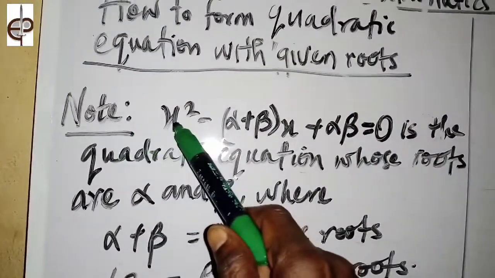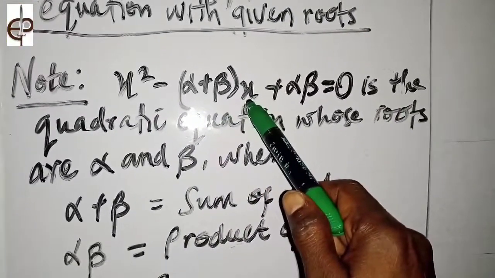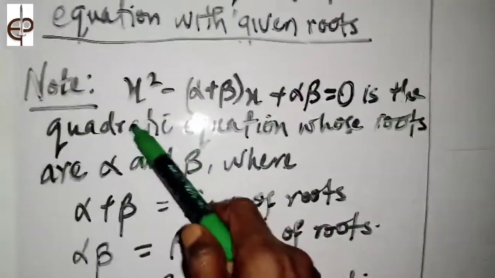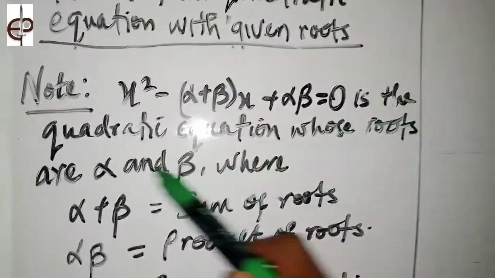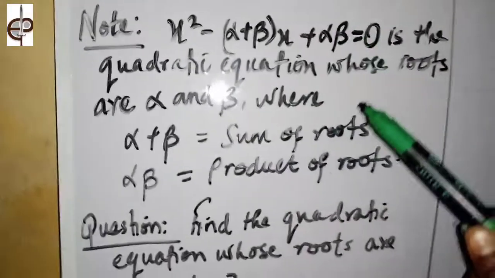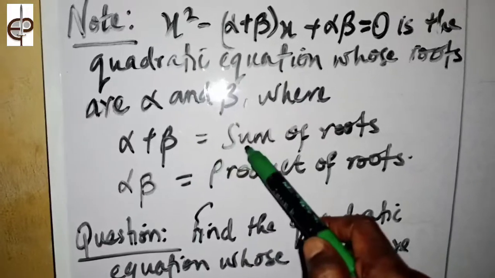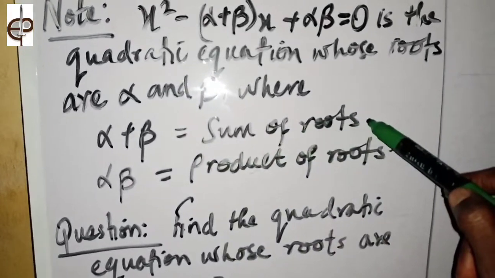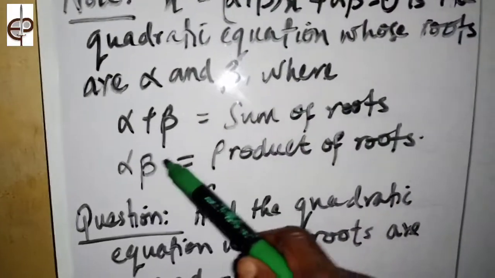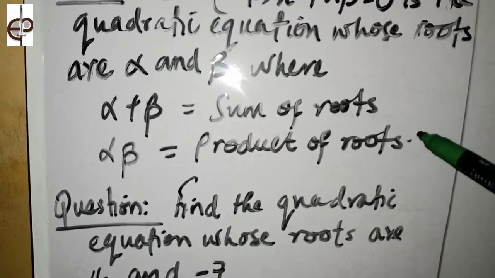Note that x squared minus (alpha plus beta)x plus alpha beta equals 0 is the quadratic equation whose roots are alpha and beta. This is what I want you to know: alpha plus beta is equal to the sum of the roots, we add the roots together, while alpha beta is equal to the product of the roots, we multiply the roots together.